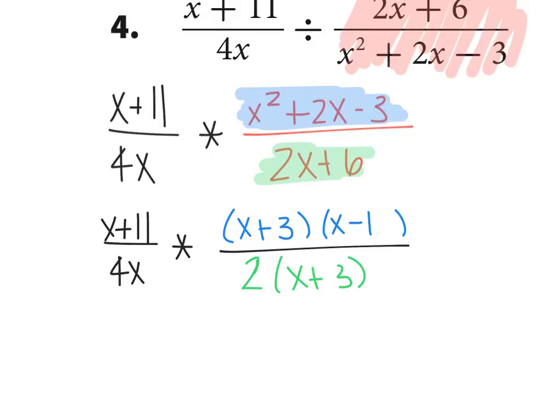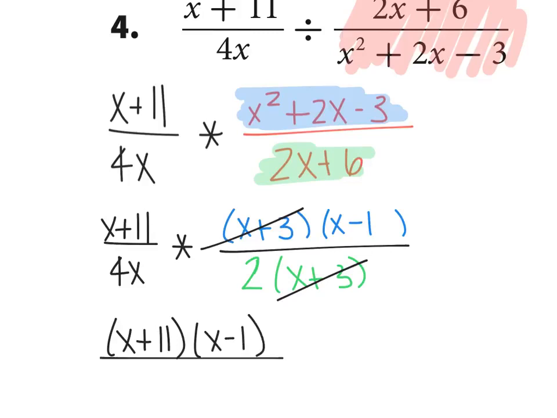All right, so we've done the reciprocal, we've factored. What else can we do? Cancel out what? x plus 3. Okay, my x plus 3's will cancel. Anything else cancel? No. Okay, so then putting it all back together, my final answer would be x plus 11 times x minus 1 divided by 8x.